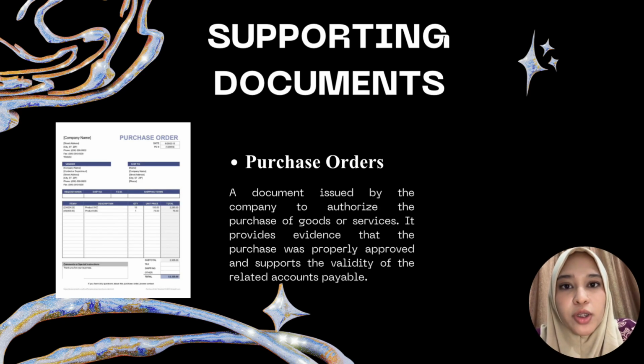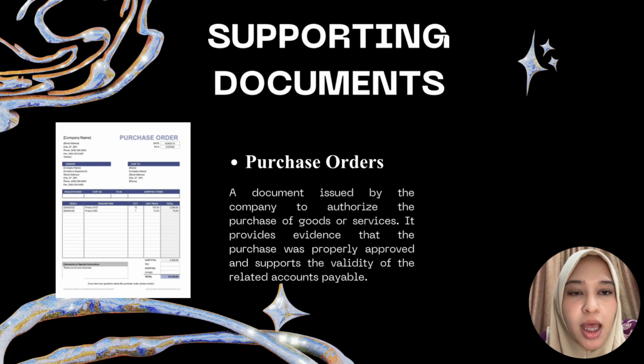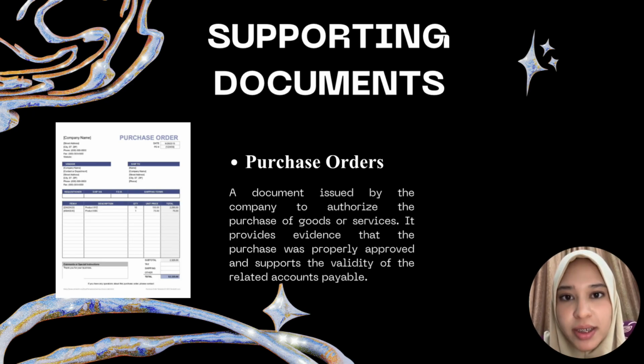So right now I'm going to continue the presentation to explain about the supporting documents. First of all, it's about supplier statements. This document shows all our past transactions and how much money we still owe to the supplier. We use this to double check that our account balances are 100% correct.